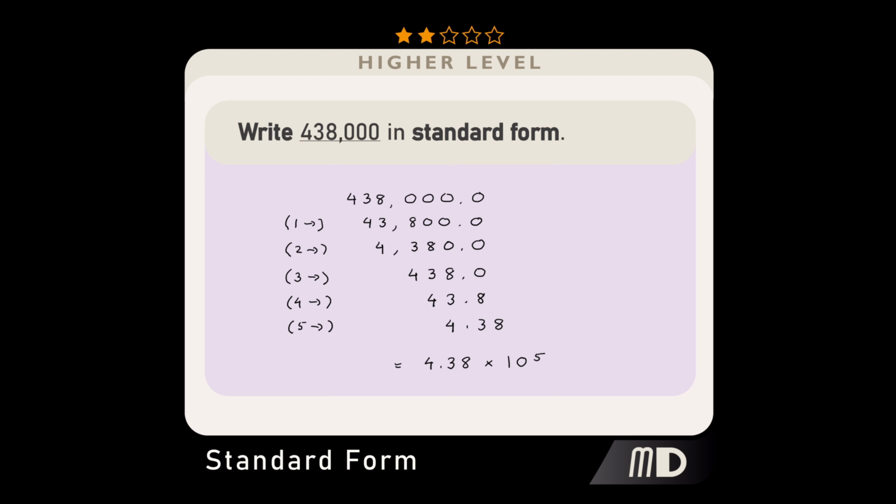You might have noticed that we moved the digits in the same direction as in part 1, but this time the exponent is positive. That's because we're doing the reverse process. We started with an ordinary number and rewrote it in standard form. Multiplying by 10 to the power of 5 moves every digit 5 places to the left in the place value system.